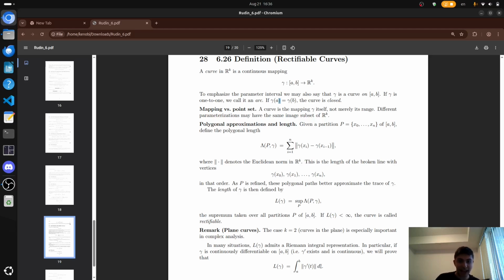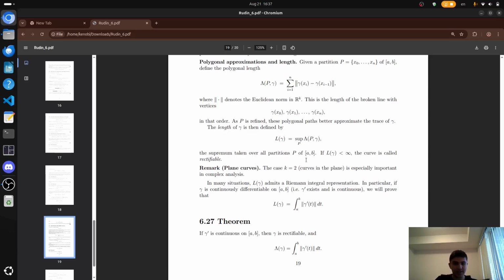And if you want the actual length of the curve, we define it as the supremum over all the partitions of Λ(P, gamma). It's not really an A, but an inverse V. I don't really know what to call it. And we say it's rectifiable when the length is less than infinity. Because notice you can have spirals that don't end in a finite range, so you don't really like those kinds of curves. We want to deal with simple curves that actually have a length. That's why we call it rectifiable.